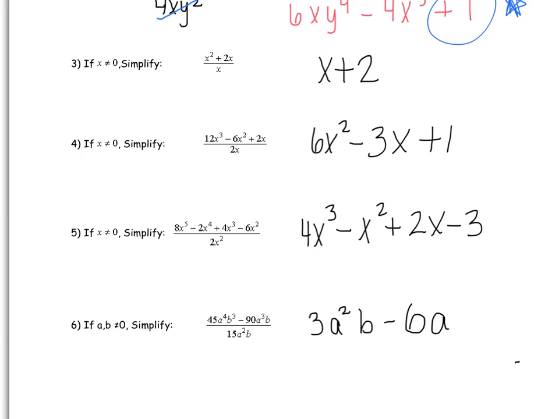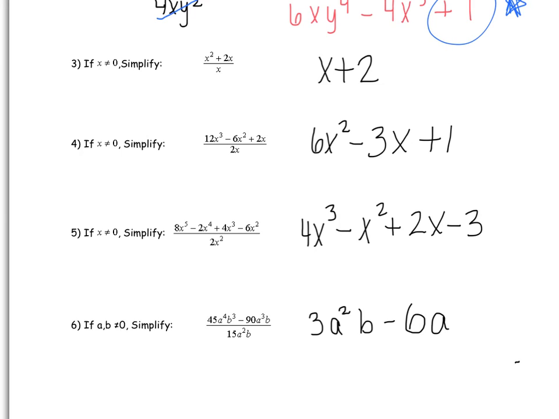Here in example number 5, the x squareds will cancel out. So 6 and 2 just make 3 when you divide them. There should be no x there. And in the last example, these b's will cancel when you divide them. So there should be no b there. Okay, I think we're ready to move on to the next page.